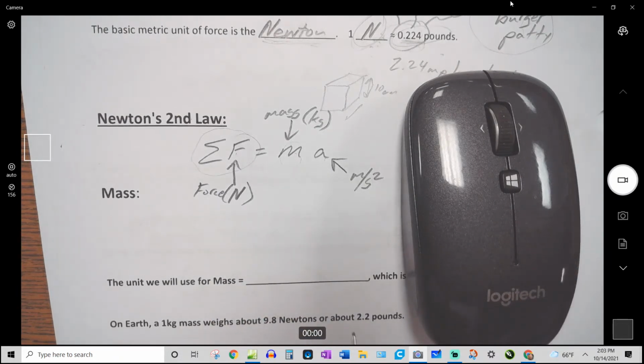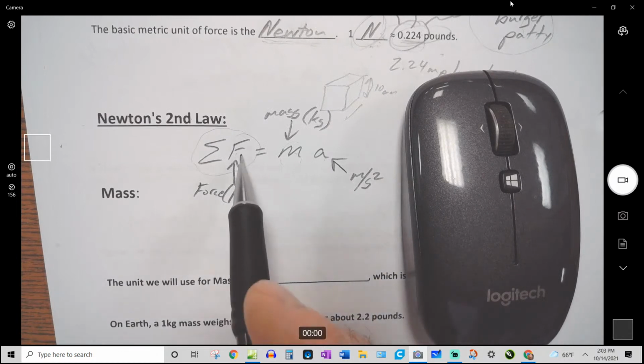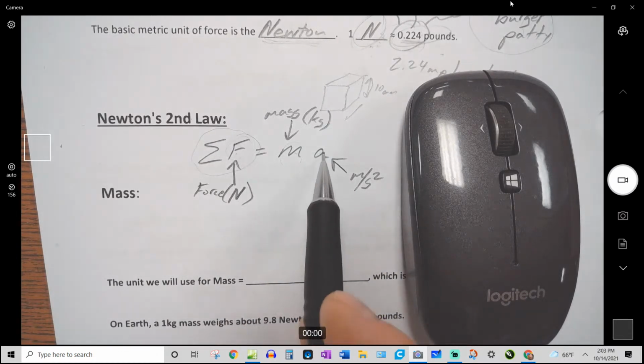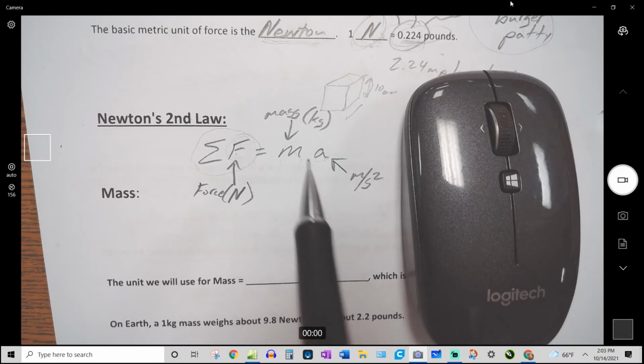The reason it's not accelerating is because there are two forces acting on it. There's gravity pushing down and there's the desk pushing up, and that gives me zero net force. So that's why it has zero acceleration, even though it's got some mass.